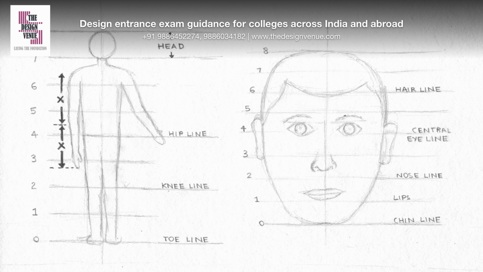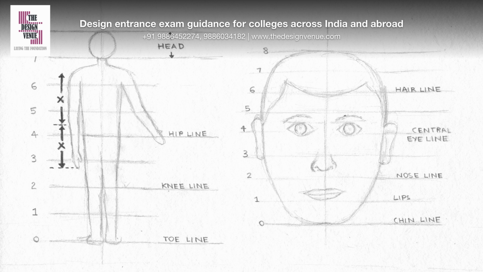It starts with the 0-8 division on the toe line, and at the 8th division, you've got the head, which is actually 1/8 of the whole body's length. The hip line will lie at the midpoint of the total body's length, which is the 4th division, and the knee line will lie at the 2nd division.